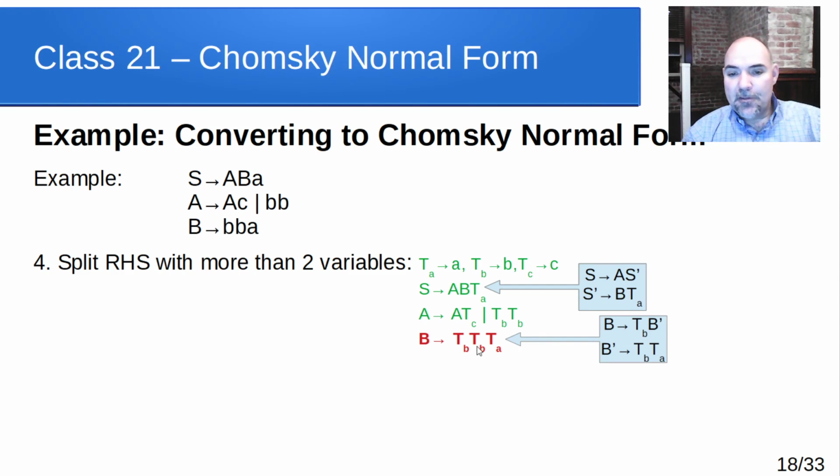All right, so now notice this one is getting divided up into TB, B prime, and then B prime is now the second two, which is TB, TA. So now if I replace this one with these two and this one with these two, now everything will be in Chomsky normal form.